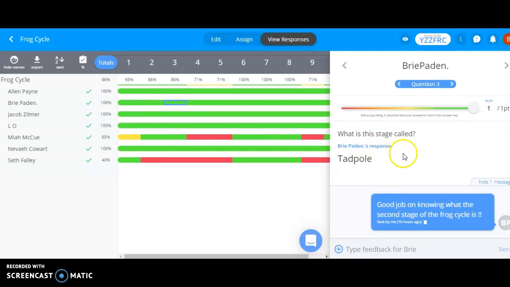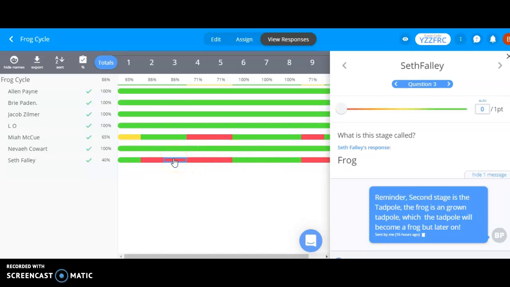So my third question is also again, what is this stage called? And Bree responded with tadpole. And good job, Bree, on knowing what the second stage of the frog cycle is. Then Seth responded with frog. Just a reminder, Seth, that the second stage is a tadpole. The frog is a grown tadpole, which the tadpole will become a frog but later on.